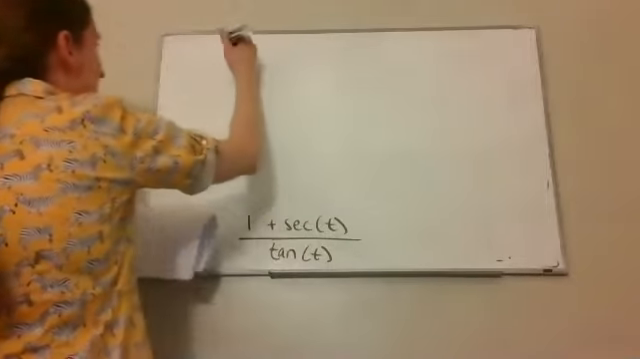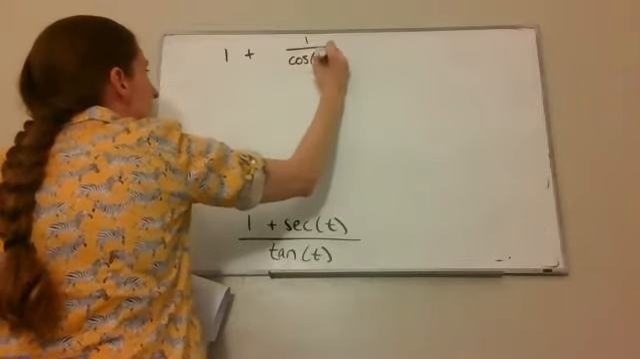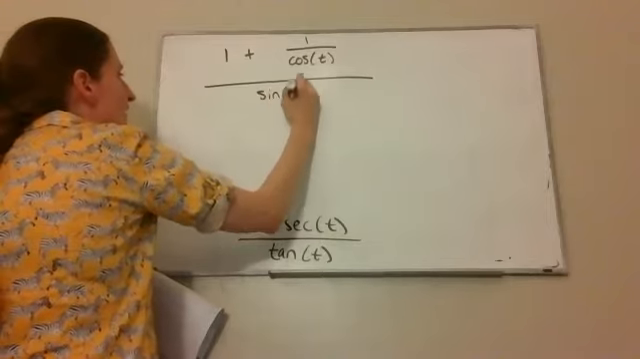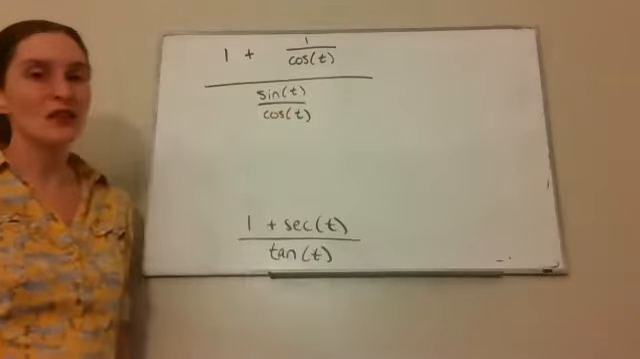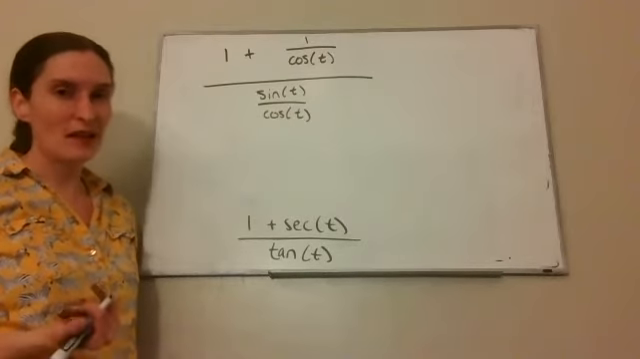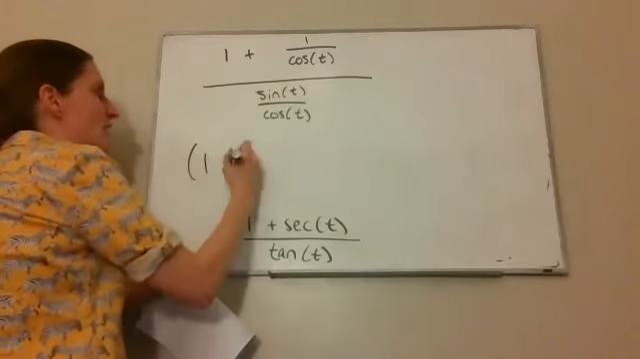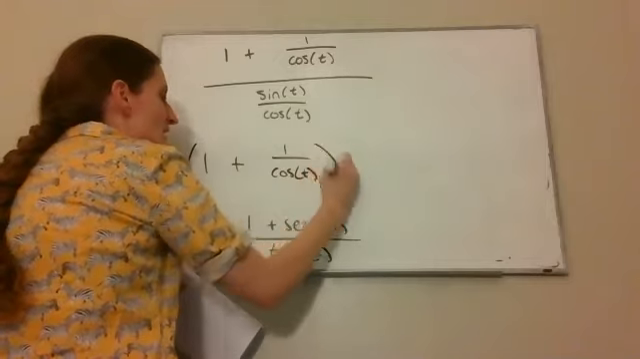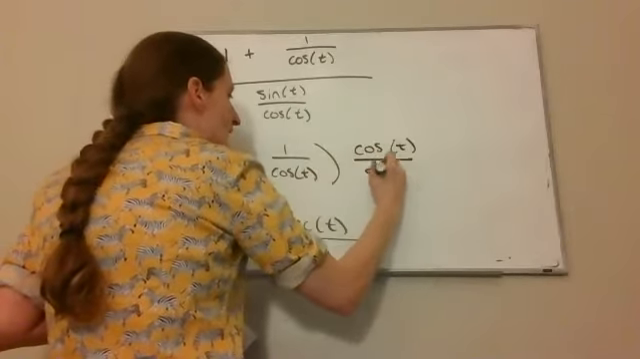So secant is the same thing as 1 over cosine, and tangent is sine over cosine. And right now that looks absolutely terrible. But remember that when you divide by a fraction, it's the same thing as multiplying by the reciprocal. So let me rewrite it that way. I would have 1 plus my 1 over cosine of t times the reciprocal, which is cosine of t over sine of t.